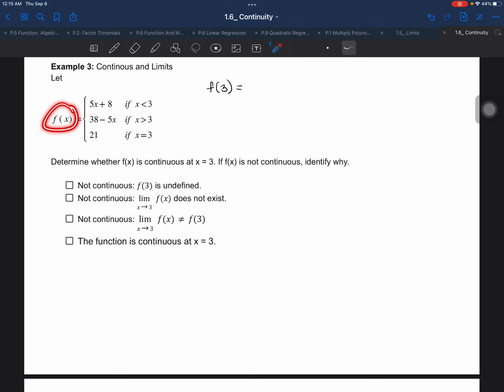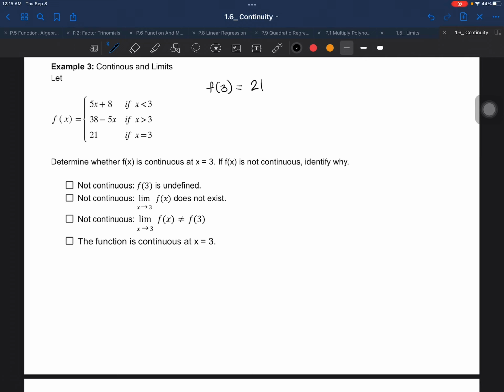The value of the function is equal to this, or this, but it takes different values depending on the value of x. It could be this value when x is greater than 3, or it could be 21 when x equals 3. So when x equals 3, the output of the function is 21. So we just learned that f of 3 is 21.